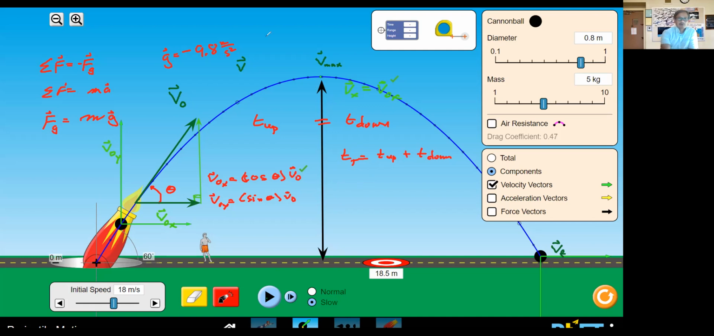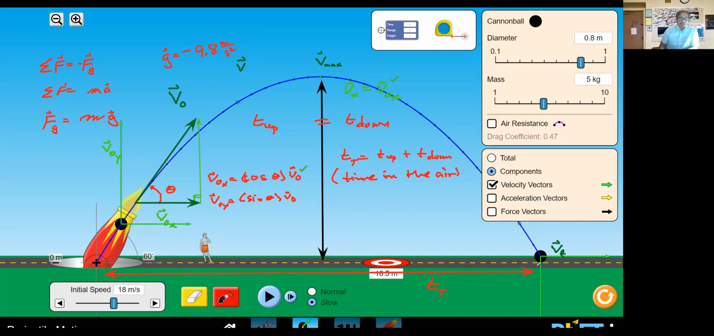This total time here also represents the total time it takes to get from the start all the way to the finish. The time it spends in the air. So if you want to think about this, this is the time it takes. This is the time it spends in the air. That's exactly the same time here. So this is also T total. That's the same amount of time it takes to get from start to finish. That has to be the same.